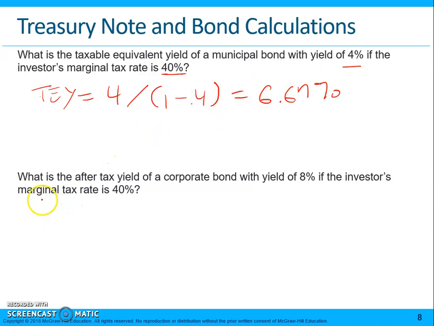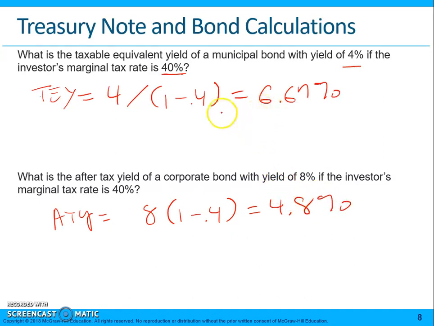So we can calculate the after-tax yield of a corporate bond with an 8% yield. And again, the investor has a marginal tax rate of 40%. So the ATY is 8 times 1 minus 0.4, which is 4.8.